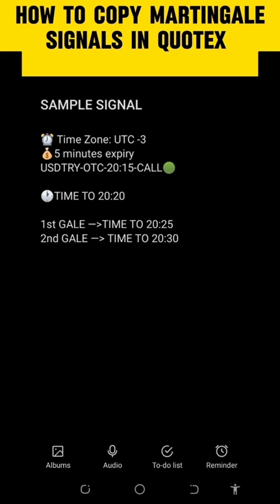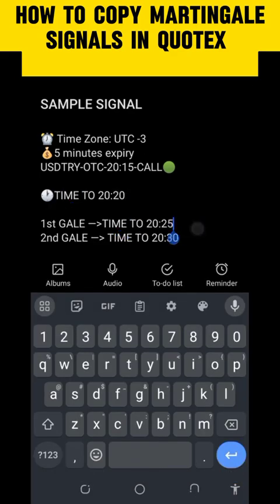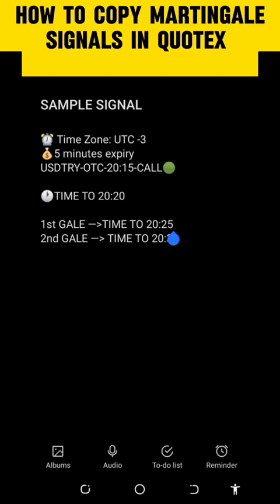While this trade is running, if it goes against you, you have to start preparing for the first gale, which will run from 20:20 to 20:25. You can see the time to is 20:25, which means the ending of the first trade is the beginning of the first gale. So for the first gale, we are going to click on the up button again. If you are losing, you double the amount you used to start the trade, and then you click up again.